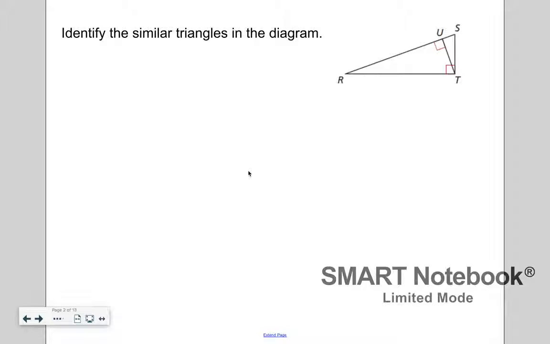So in the first example, they just want you to identify the similar triangles in this particular diagram. One way to do that may be the way we did it yesterday, where you give an angle measure to one of these acute angles, and then fill in all the other measurements. Because when you write your similarity statements, you want to be very careful that the corresponding parts are matching up.